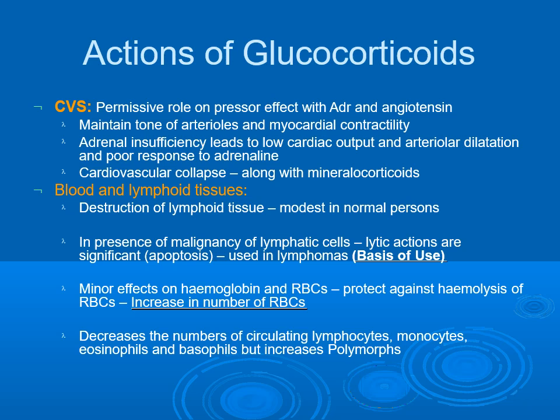On blood and lymphoid tissues, destruction of lymphoid tissue is modest in normal persons, while in the presence of malignancy of lymphatic cells, the lytic actions are significant, and that is the basis of the use of glucocorticoids in lymphomas. Minor effects on hemoglobin and RBCs protect against hemolysis of RBCs, which leads to an increase in the number of RBCs. They decrease the number of circulating lymphocytes, monocytes, eosinophils and basophils, but increase polymorphs.